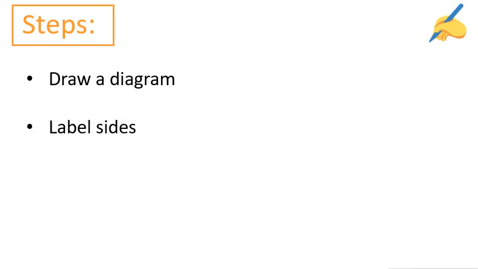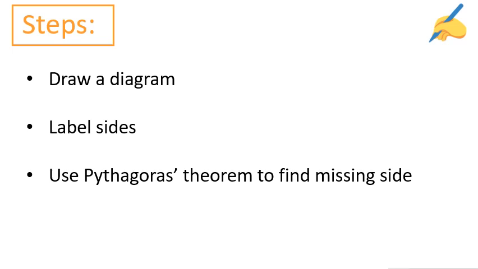The first thing we need to do is draw a diagram. So this is to represent the situation. Sometimes the question will already give us the diagram, but often we'll have to draw it ourselves. Next, label the sides. So A, B and C, you should know which one the hypotenuse is by now. And use Pythagoras' theorem to find the missing side.